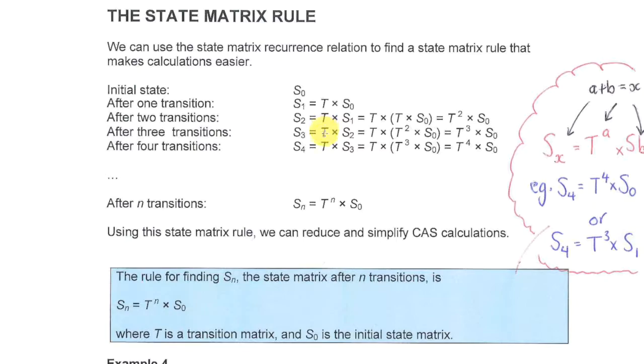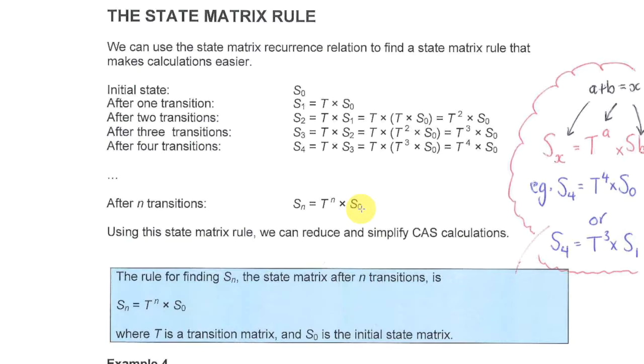S3 is going to be the transition multiplied by the state immediately before S3, which is S2. And so it's that transition matrix, and then that's multiplied by what S2 is equal to, which is T squared times S0. So obviously T cubed times S0, and then that pattern continues on. So basically what we see here is that if you've got any nth state, so Sn, then it's T to the power of n multiplied by S0, where S0 is the initial state.